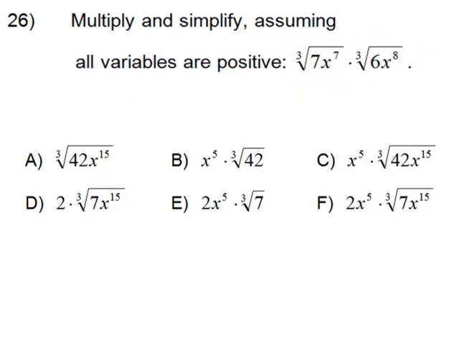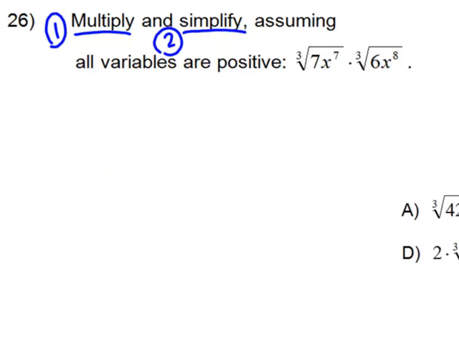For the sake of this explanation, I'm going to do it in the order suggested. I'm going to multiply first, and then I'm going to simplify, and I'll leave you to decide whether doing it in the other order would have been preferable or not. So let me get the answer choices out of the way here. All right, let's multiply first.